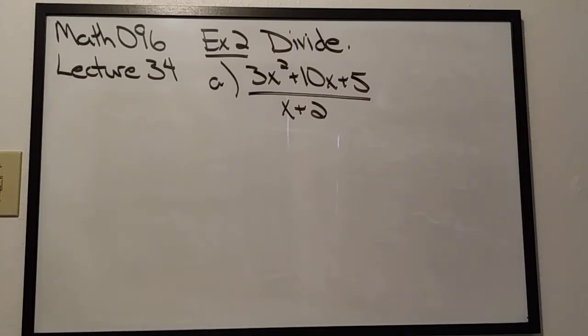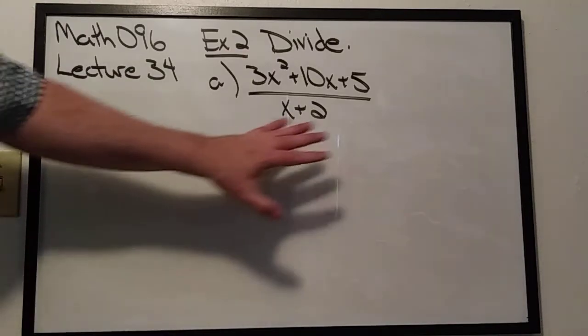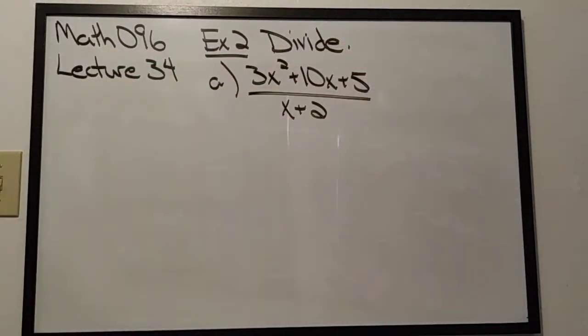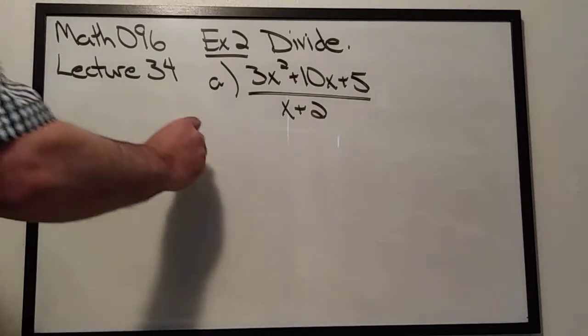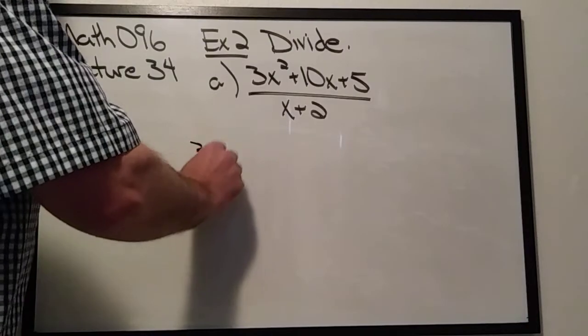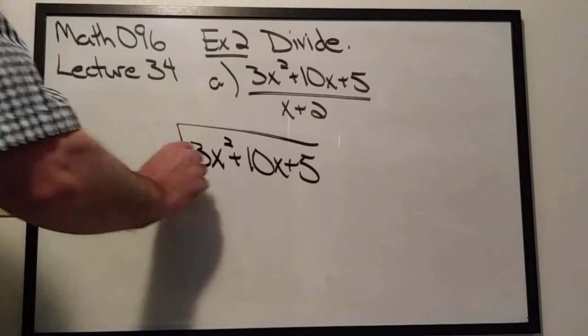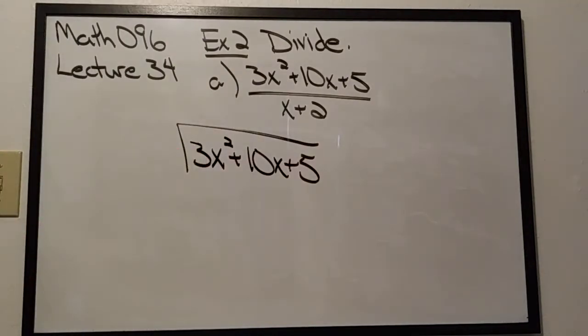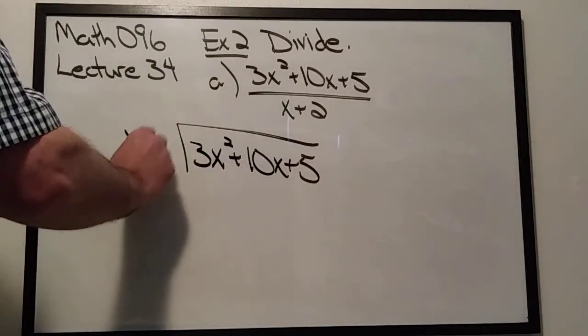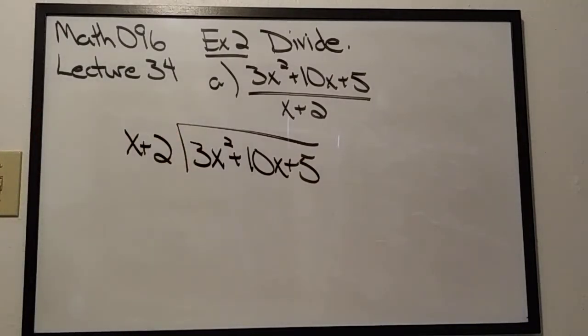So now we're ready to go ahead and take this problem, and instead of writing it as a fraction like we have it here, we can go ahead and divide it in that division tableau like we did earlier when we were doing the division for the integers. So I can go ahead and take my numerator, the 3x squared plus 10x plus 5, and I'm going to put that under the division bracket. And then I'm going to take my denominator of x plus 2, and I'm going to put that outside the division bracket.